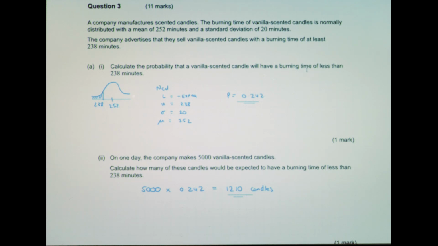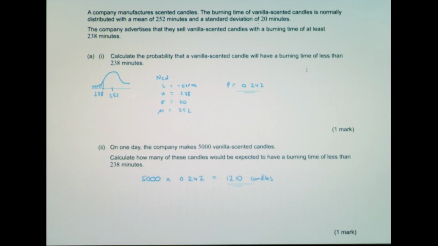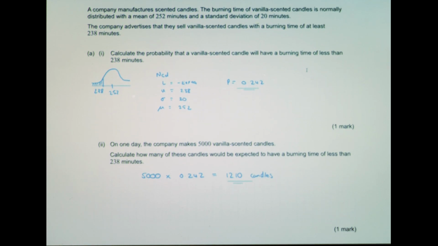So the first question there is to calculate the probability that a vanilla scented candle will have a burning time of less than 238. So we're just looking at a lower end probability calculation there. I've put up the inputs for your graphics calculator, and we're just looking at the p-value of 0.242. They didn't necessarily have to show us the inputs, but we're just looking for that p-value. And again, I think we accepted going to 2 decimal places there as well. So 0.242. 0.2 wouldn't be sufficient, okay? So they need to go to a minimum of 2, but ideally we're looking for 3 decimal places there.